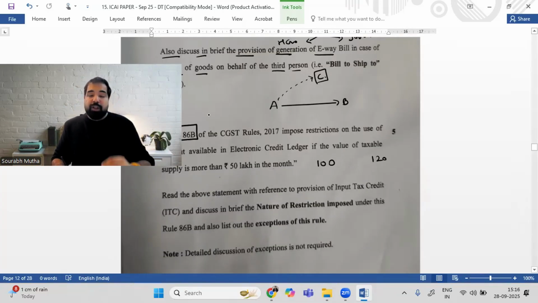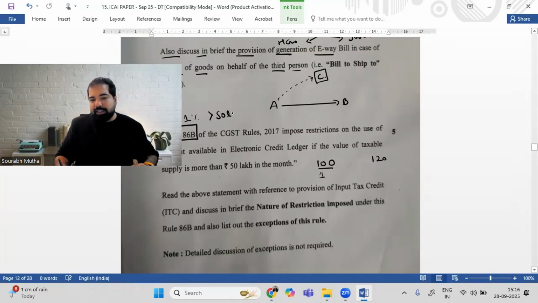The government begs you that at least 1% of your GST liability, for example, if this is 100, at least 1% of this, that is 1 rupee, at least you pay through the cash ledger. That's why I call it begging, because they're only asking for at least 1%. This is not in every month, only in those months when your sales or supply is more than 50 lakh. In that month, at least Rule 86B will apply to you.